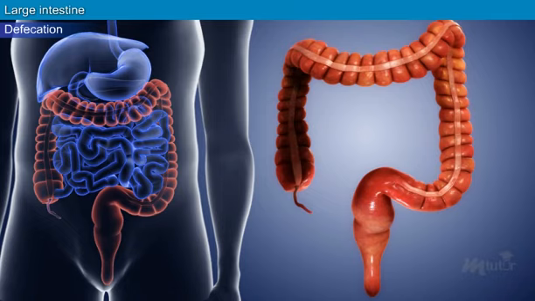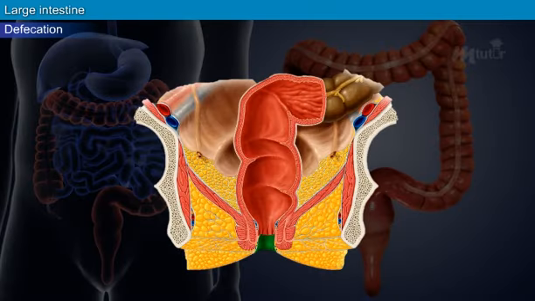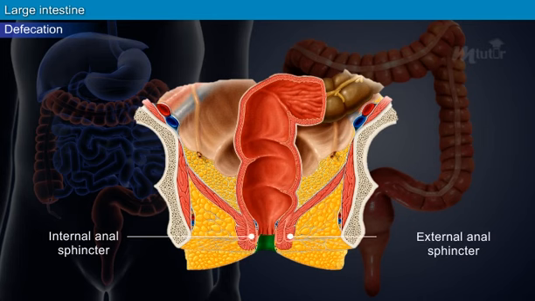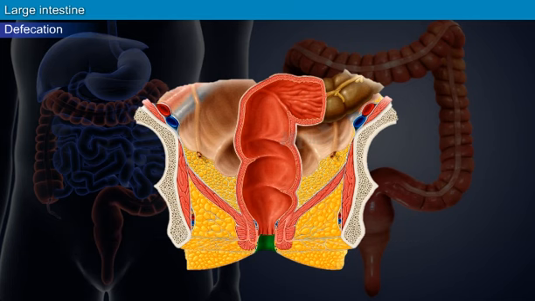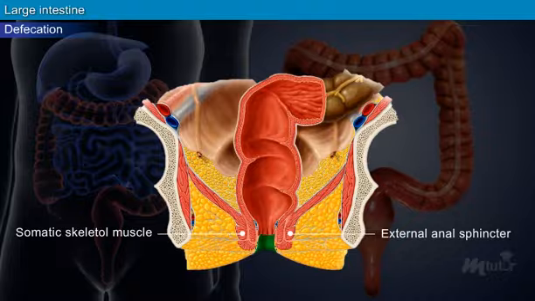Defecation: the discharge of feces from the body, which is regulated by the following 2 types of anal sphincters. They are internal and external anal sphincters. The internal, or involuntary, anal sphincter consists of the thickening of circular smooth muscles and pelvic rectal flexure. The external, or voluntary, anal sphincter consists of somatic skeletal muscle.